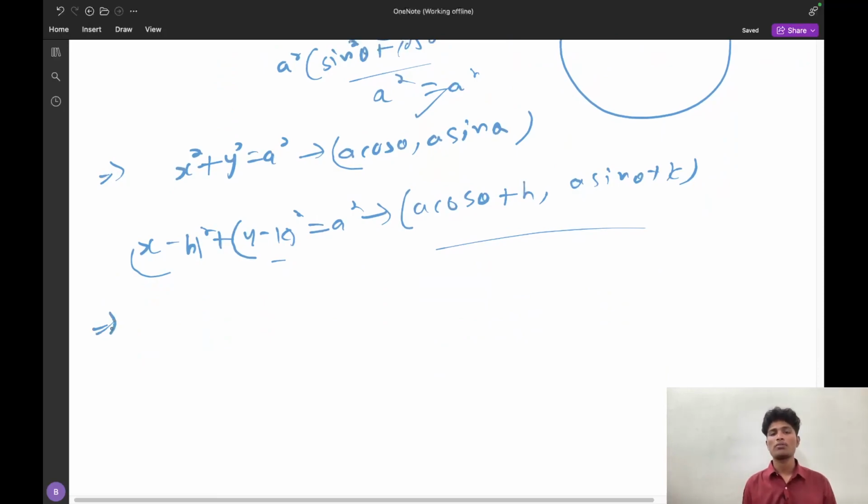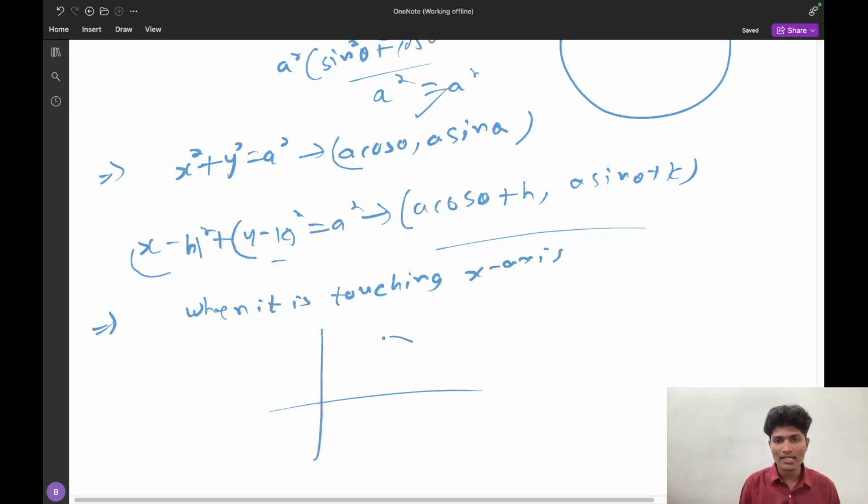I already said there are so many forms of equations of circles. So now when it is touching the x-axis, suppose this is the axis of x, suppose the circle is touching, what can I assume? The circle center, suppose this point, we can take a comma 0 or you can take h comma 0. This point will be the same, that is h, but the y coordinate will be changing. So the x will be the same here, but there is a change in the y.